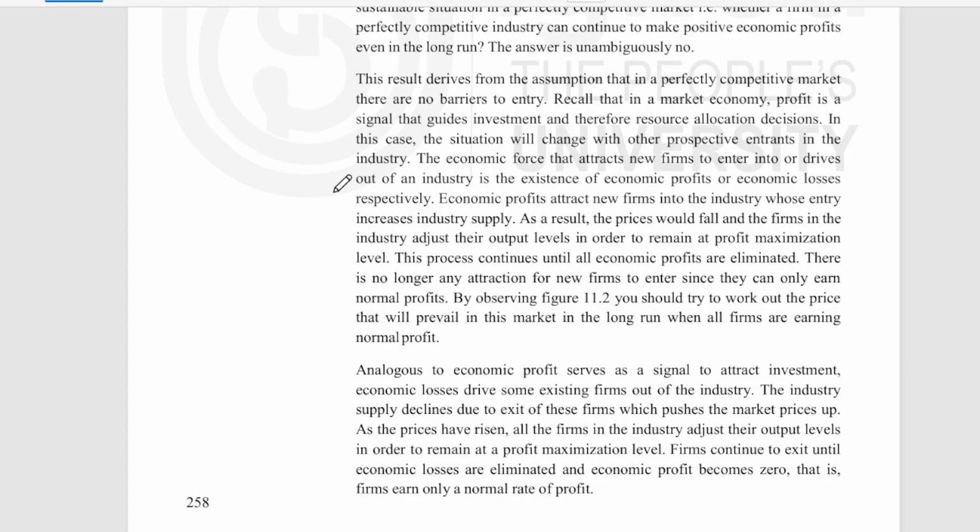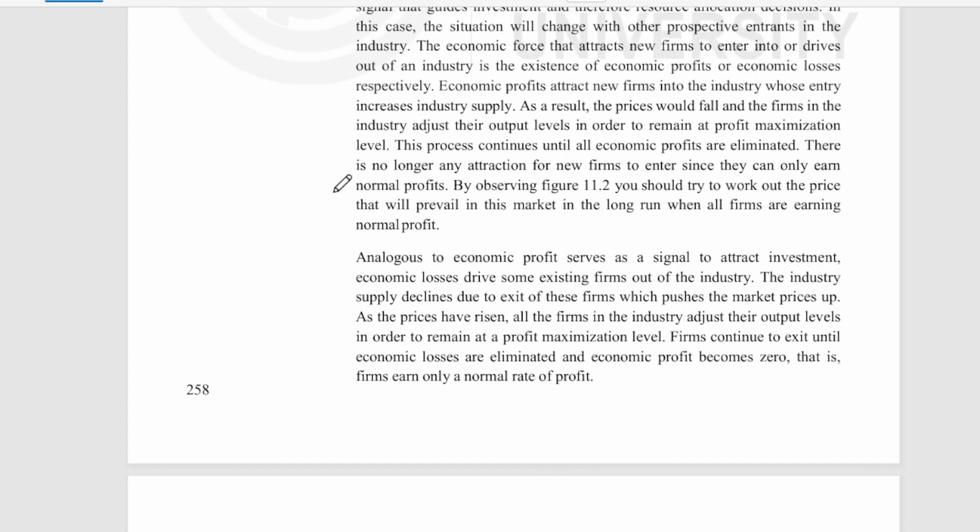The economic force that attracts new firms to enter into or drive out of an industry is the existence of economic profit or economic losses, respectively. An economic profit attracts new firms into the industry whose entry increases industry supply. As a result, the price would fall and the firms in the industry adjust their output level in order to remain at a profit maximization level. So this process continues until all economic profits are eliminated. There is no longer any attraction for new firms to enter since they can only earn normal profit.